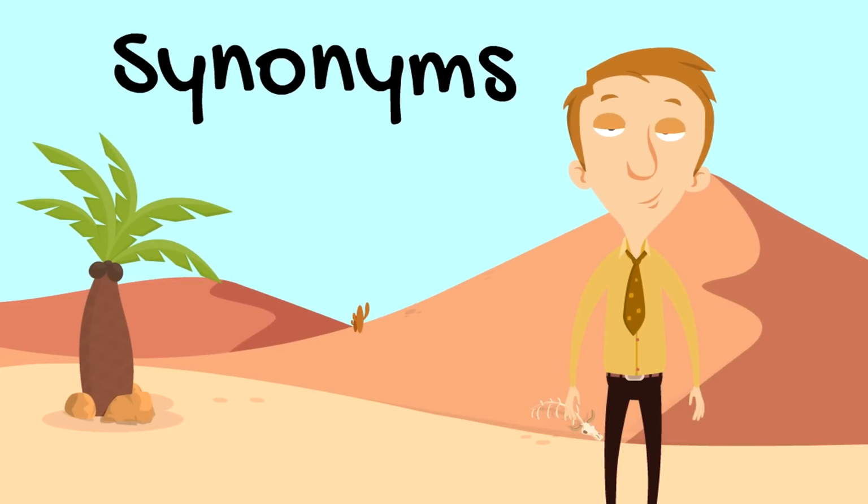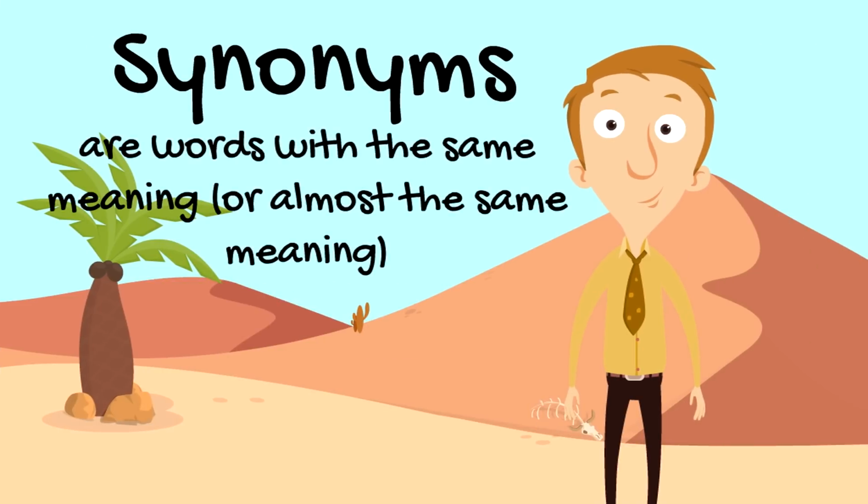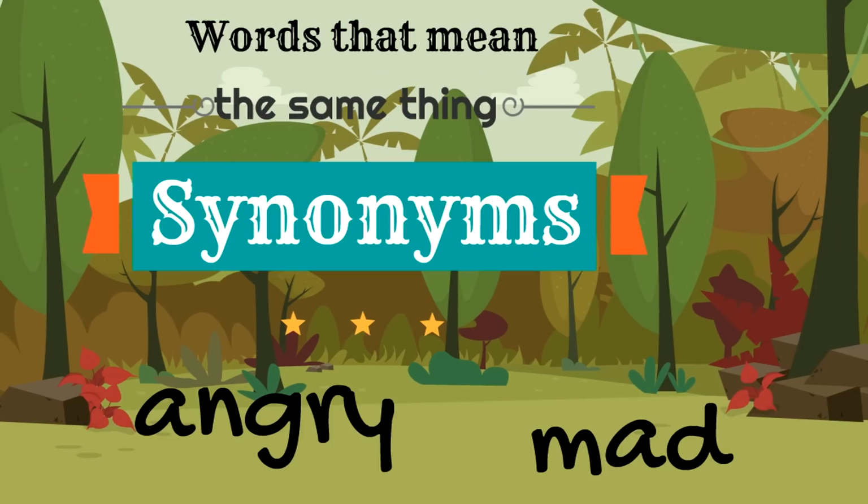So what are synonyms? Well, synonyms are words with the same meaning or almost the same meaning. Words that mean the same thing are synonyms, like the words angry and mad. Angry and mad have the same meaning. They are synonyms.